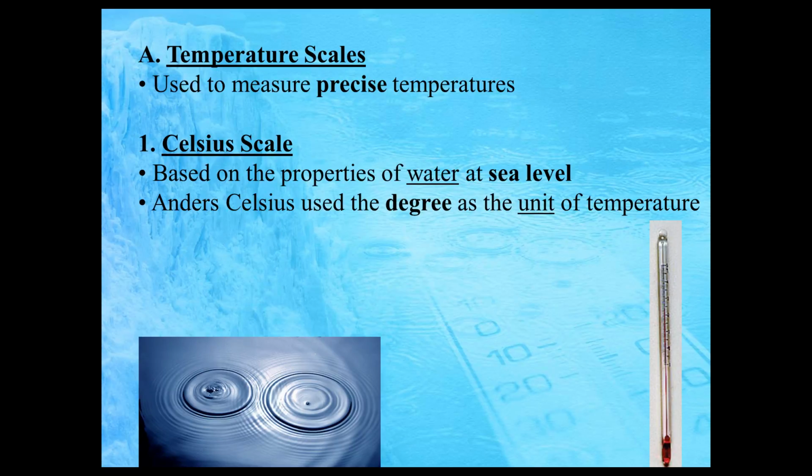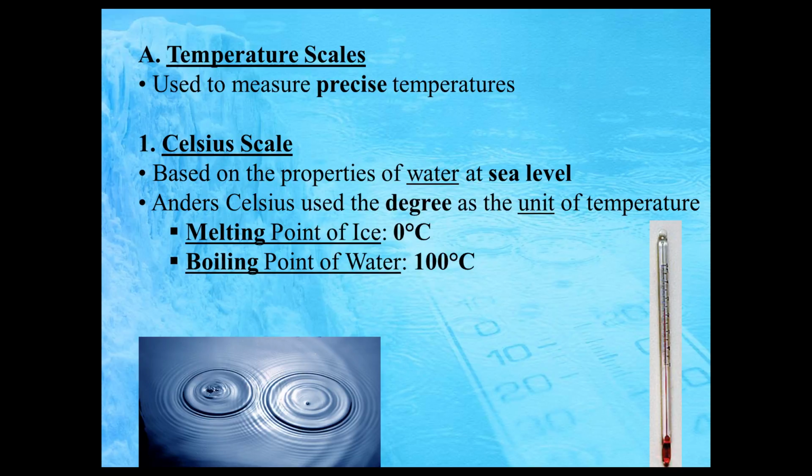In a standard lab thermometer, we have a bunch of little tiny ticks on the glass, and each one of those ticks typically represents 1 degree Celsius. In terms of the properties of water and how this scale is based, well, the scale is constructed by looking at the melting point of ice, and basically we take the melting point of ice and we call it 0 degrees Celsius. We take the boiling point of water and we call that 100 degrees Celsius.